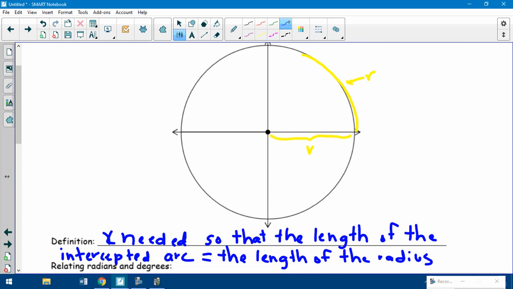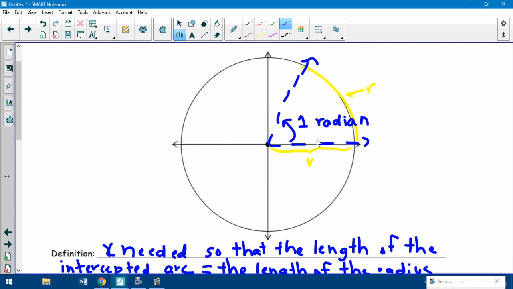So the angle that I made, if I make this angle that cuts off right there, that angle is defined as 1 radian. And again, that's what a radian is. It's the angle for which the length of the intercepted arc is equal to the length of the radius. So it's just another way to talk about angles.